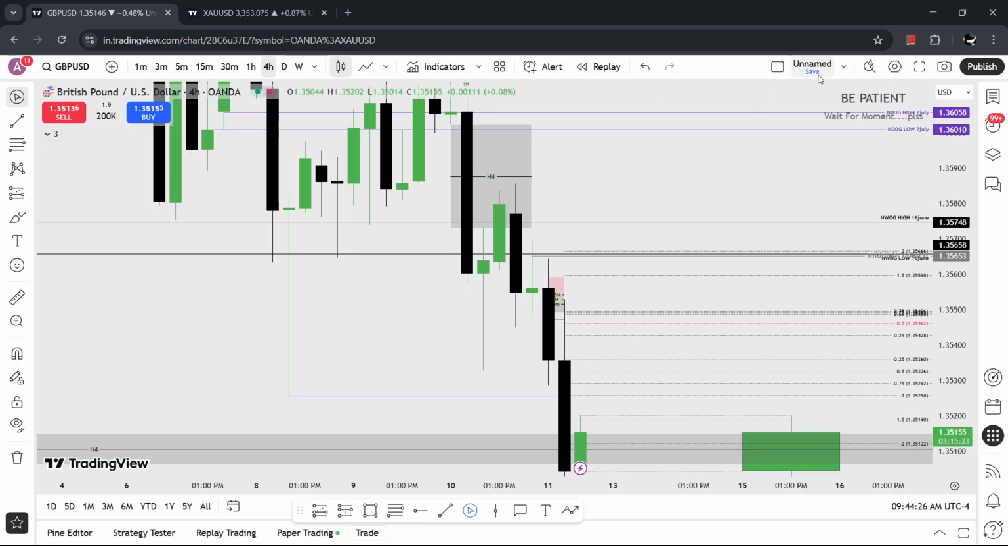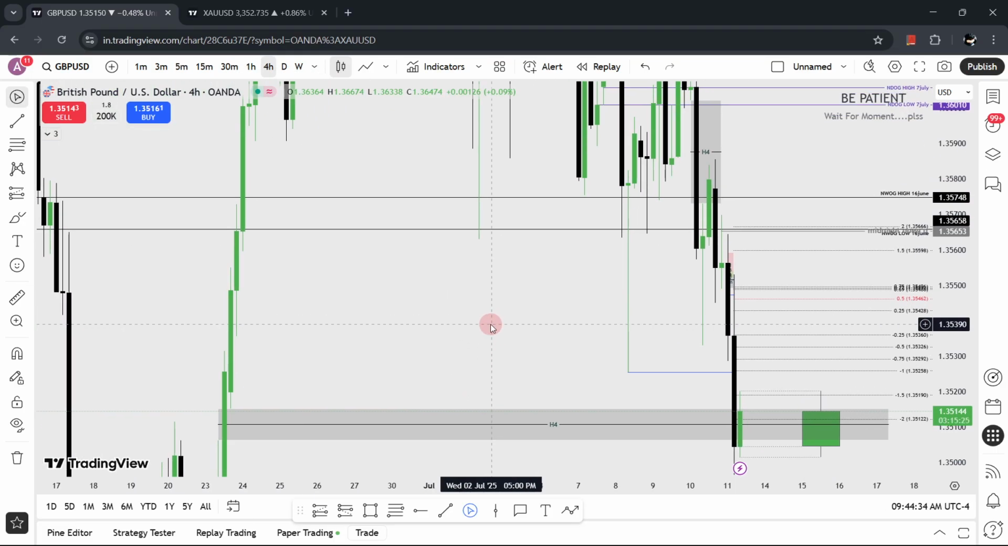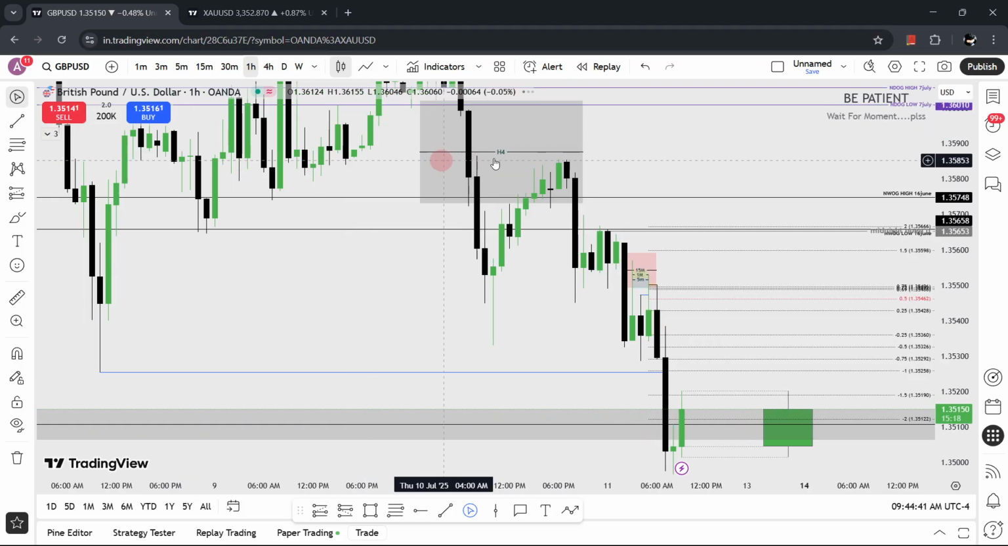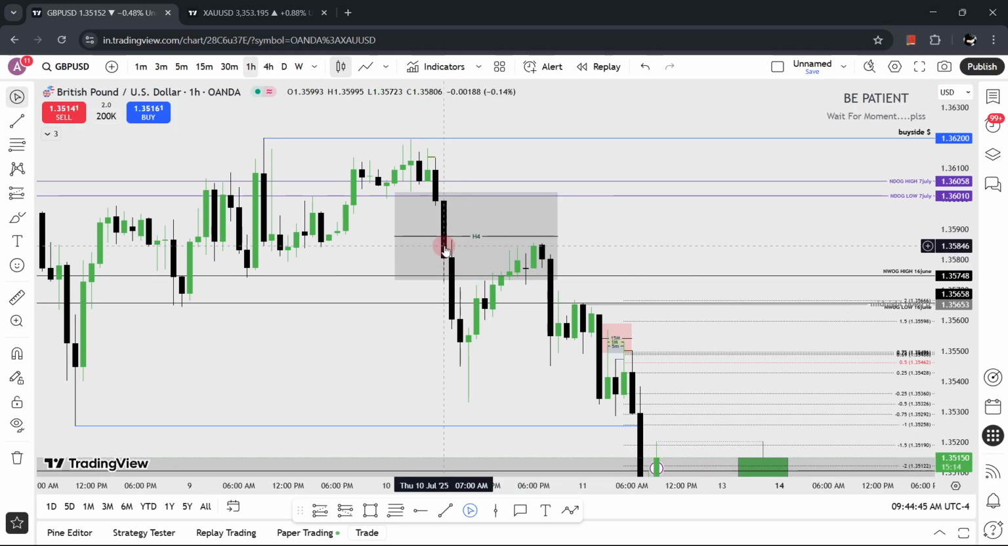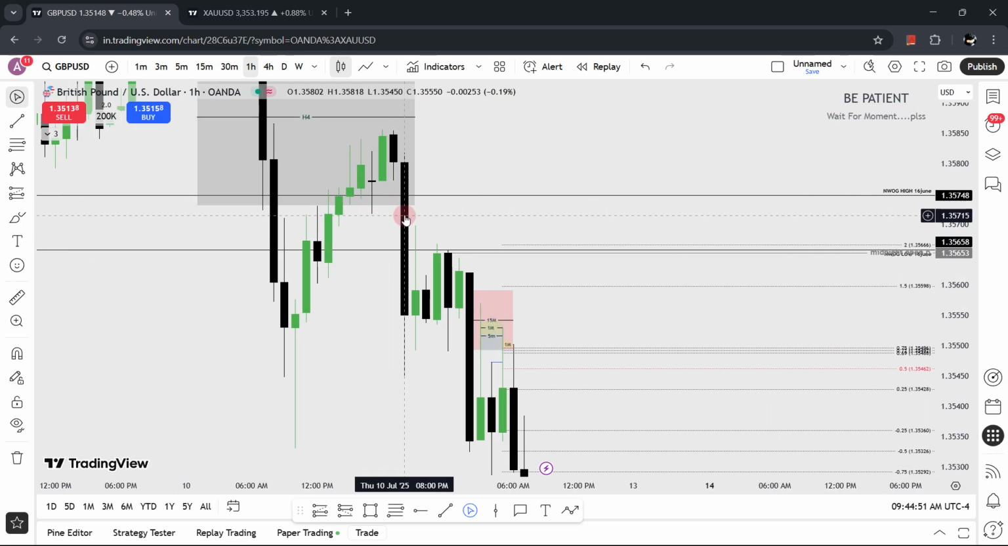Structure shift. So I think the 4-hour is clear for you. We have this target low, and this 4-hour fair value gap was our target. Going to the 1-hour, we just ran to this. I think we didn't run to this 1-hour one. And we have a clear structure shift to the downside.